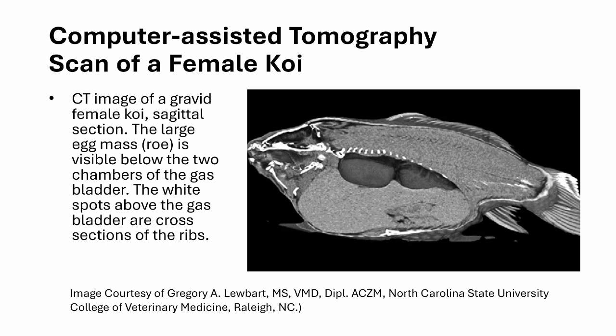This is a CAT scan of a female koi, and you can see in the picture down on the bottom this little spotty area here. This is a giant egg mass. Above it is the gas bladder. There are 2 chambers to the gas bladder. But on this fish, you can see how distended its abdomen is. So it's got a big belly and it's full of eggs. Now this does not appear to be a tumor. This does appear to be normal eggs.